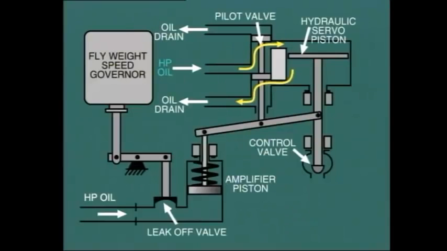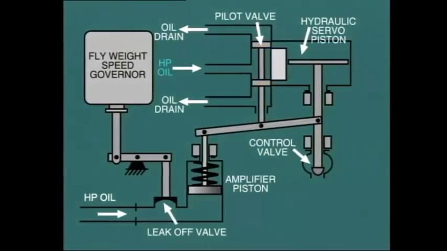At the same time, the pilot valve exposes the space below the piston to the oil drain and returns the oil to the tank. The high-pressure oil above the piston pushes it downward and consequently moves the control valve in the close direction. At the same time, it also moves the reset lever to bring the pilot valve back to the neutral position and so prevents further movement of the control valve.